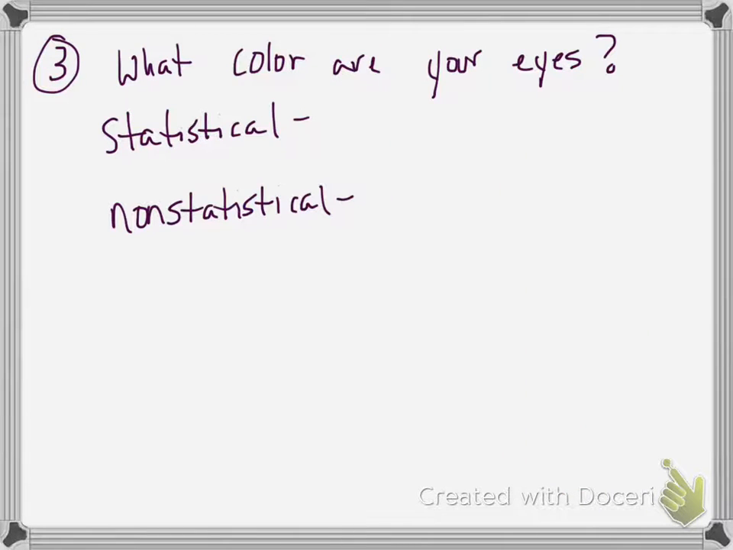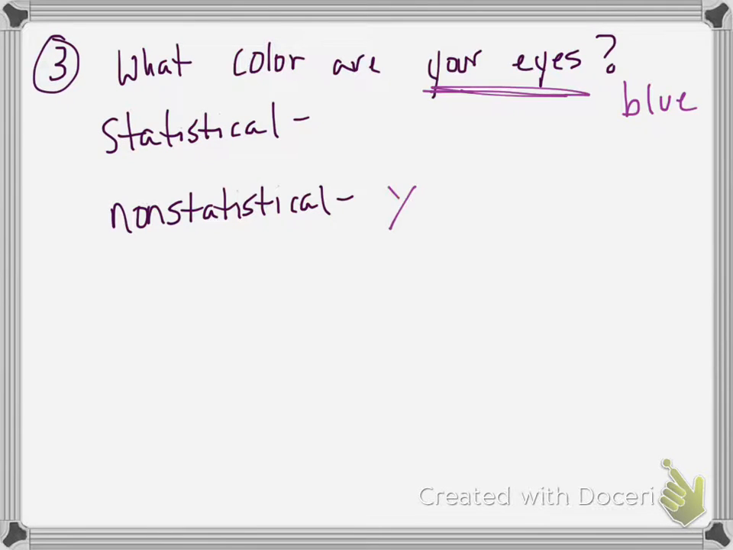The next question says, identify if this question is statistical or non-statistical. What color are your eyes? And it's asking you as a person. So for me, the answer is blue. My eyes are blue. There's no other option for me. And your eyes may not be blue, but whatever color they are, there's no other option for you either. So there's only one answer to this question.